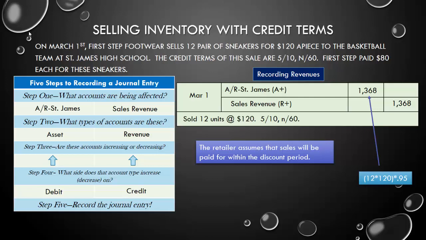Again, I typically denote how many units we're selling, what the cost is per unit, and the terms of the transaction at the time that I make the sale. That's the first part of a set of sales entries. The second part is to record the expenses.